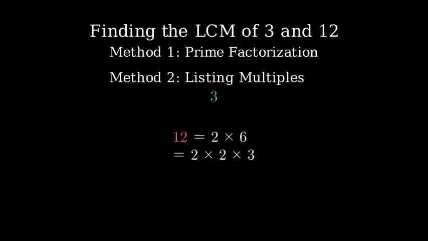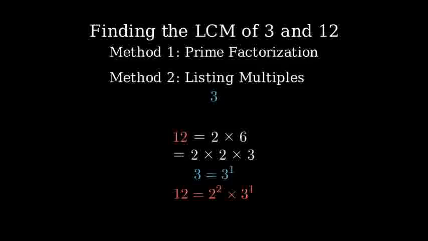First, let's break down both numbers into their prime factors. 3 is already a prime number, so it's just 3 to the first power. 12 can be broken down as follows. 12 equals 2 times 6, which equals 2 times 2 times 3. So 12 is 2 squared times 3.